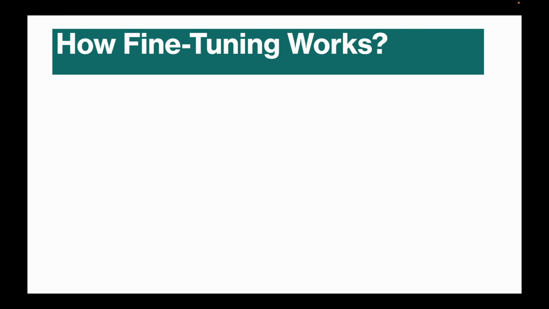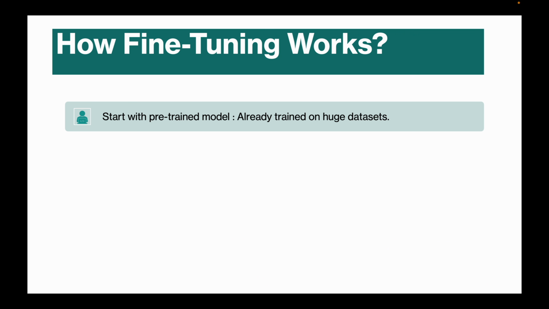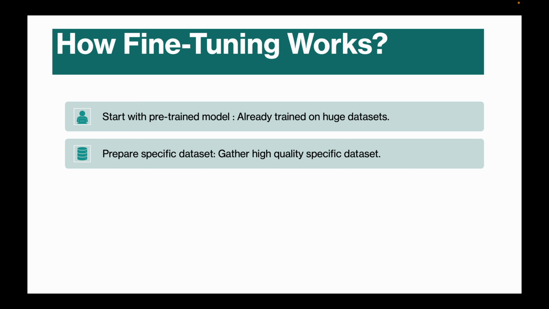How fine-tuning works. Start with a pre-trained model. The first process begins with a model which has already been trained on huge datasets. Next, prepare a specific dataset. The next step is to gather a high-quality specific dataset that is required to perform our target task. High-quality data is equal to better fine-tuning.